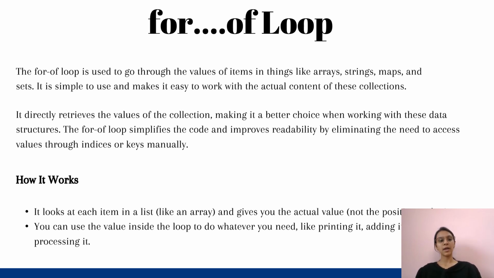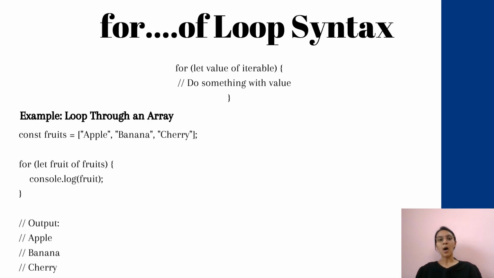How it works: it looks at each item in the list and gives you the actual value. You can use the value inside the loop to do whatever you need, like printing it, adding it, subtracting it, and processing it. Now, the syntax of the for of loop. This is the syntax of the for of loop, and this is the example you can see here.